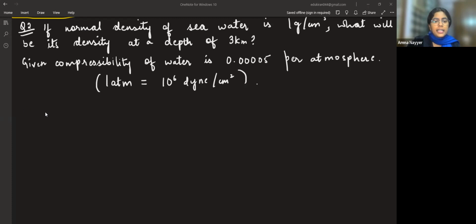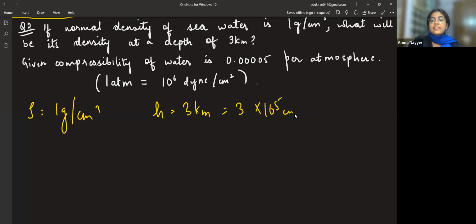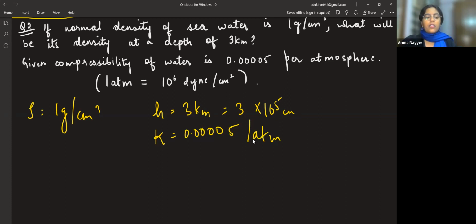See, density is 1 gram per centimeter cube. Height is given as 3 kilometers. So 3 kilometers means 3 into 10 to the power 5 centimeters. We will be writing this in centimeters, right? So 3 into 10 to the power 5 centimeters. And what is compressibility given? 0.00005 per atm. All right.